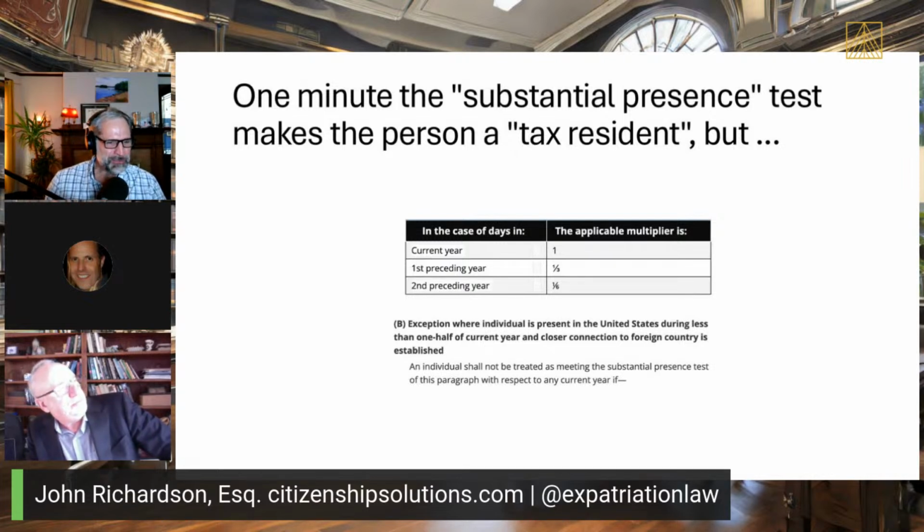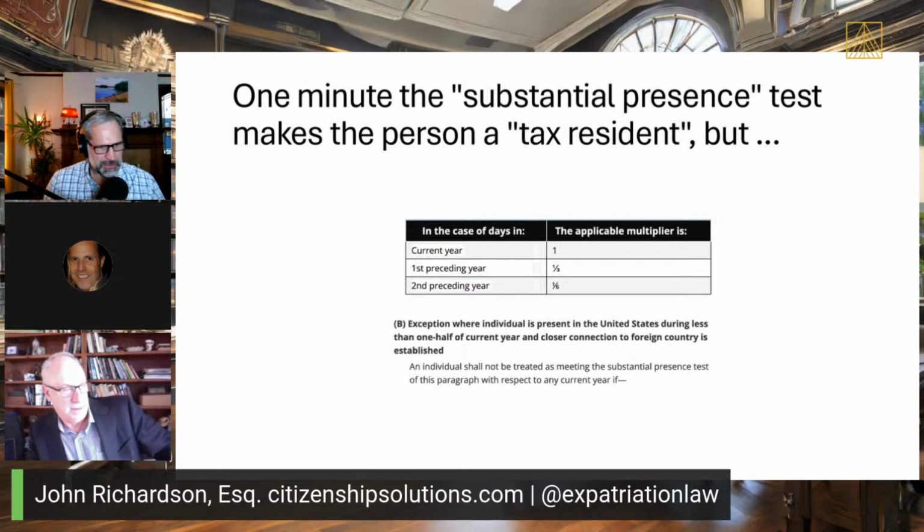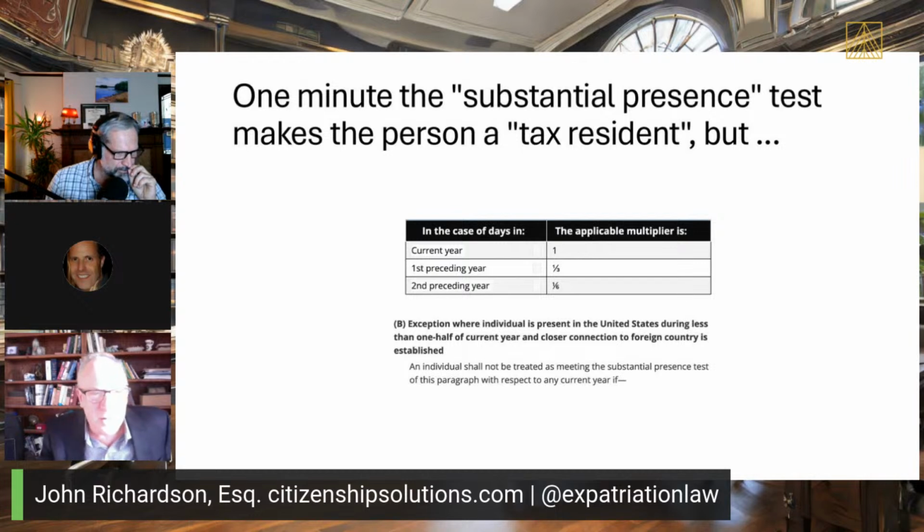So now look. Understand what's just happened here. You are a U.S. tax resident, whether anybody knows about it or not. Now, what's amazing about this, you notice we have the word below the chart. It starts with exception. What this says, the exception, where the individual is present in the United States during less than 1/2 of the current year. So if in the year we're talking about, you are there for 183 days, you're not going to be able to use this. You got to be 182, I think, right?